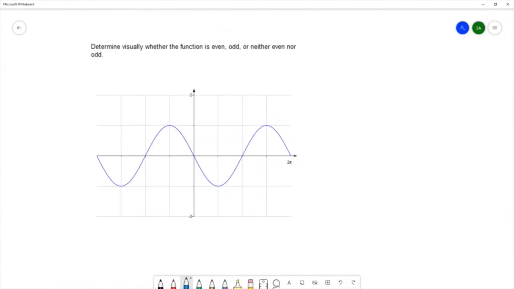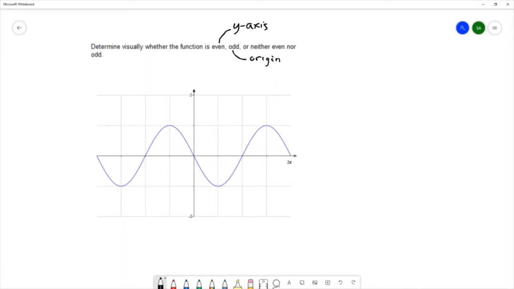Okay, so this question is, determine visually whether the function is even, odd, or neither even nor odd. So what we have to remember with this is that an even function will have y-axis symmetry. An odd function will have origin symmetry.